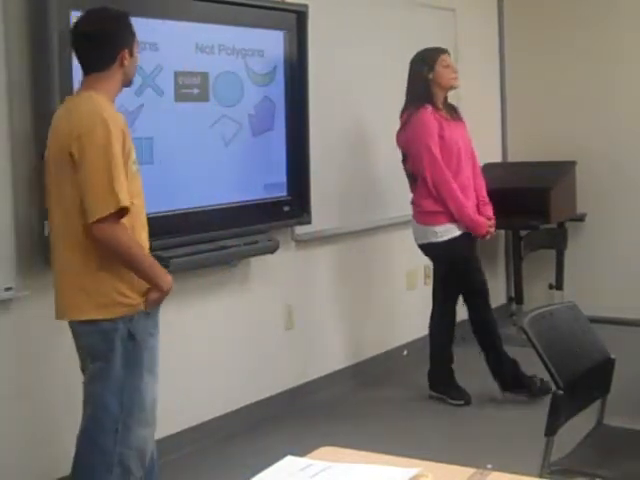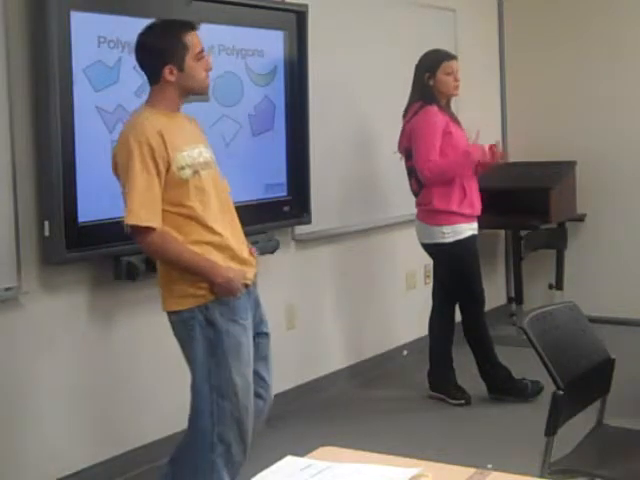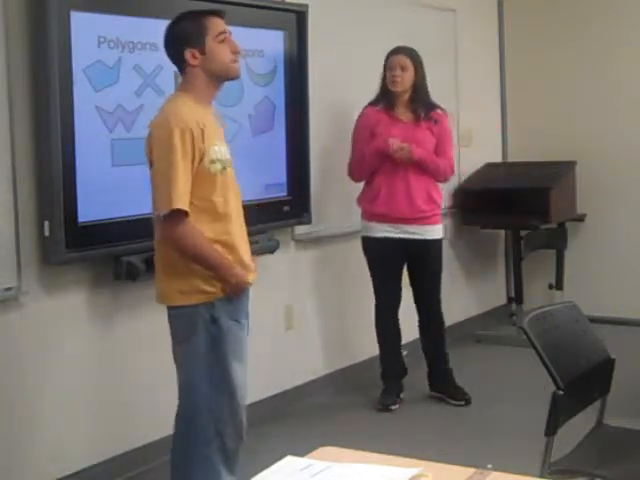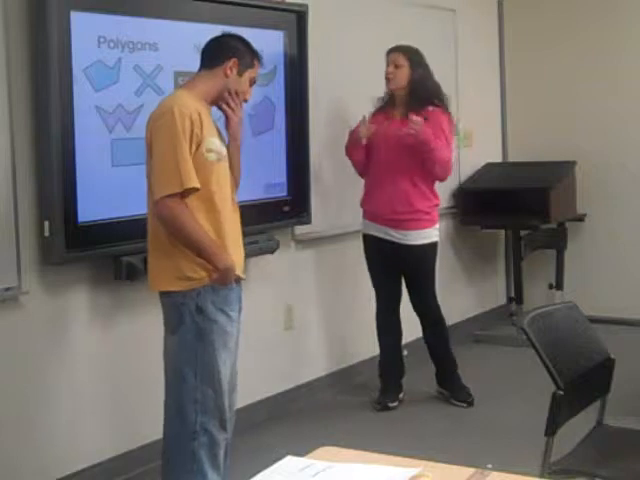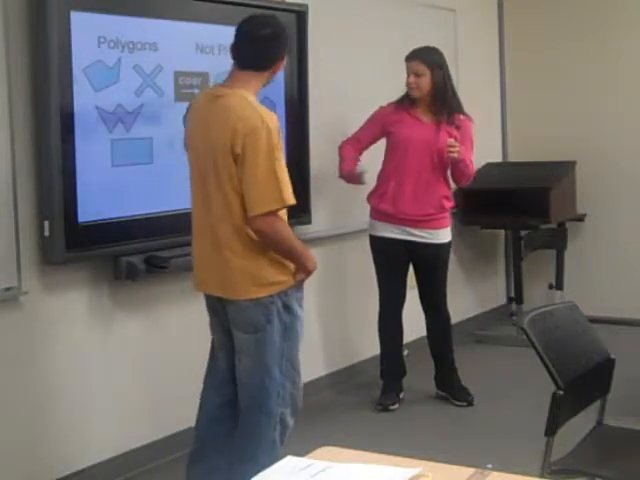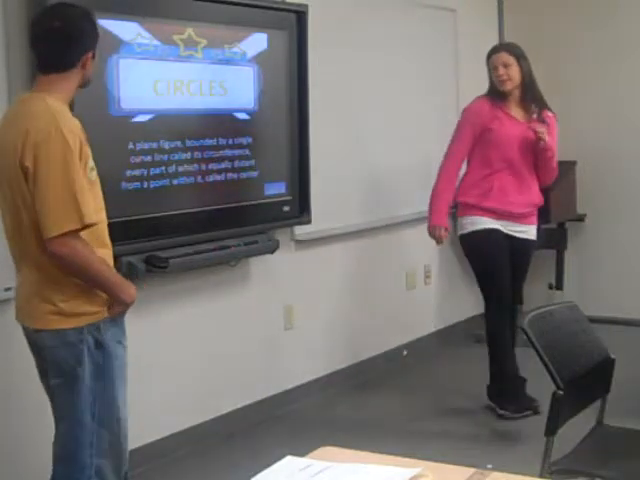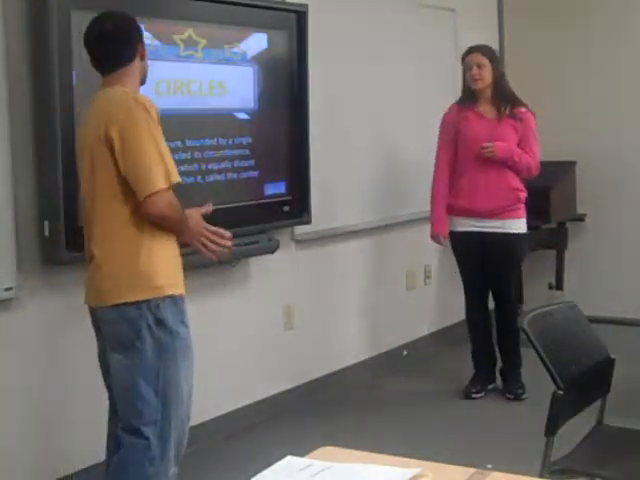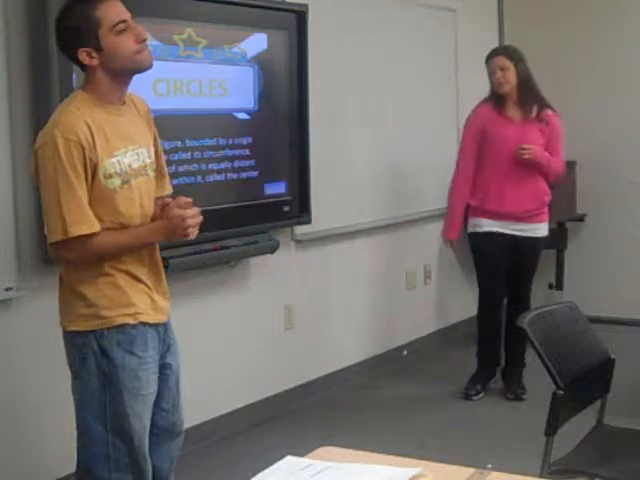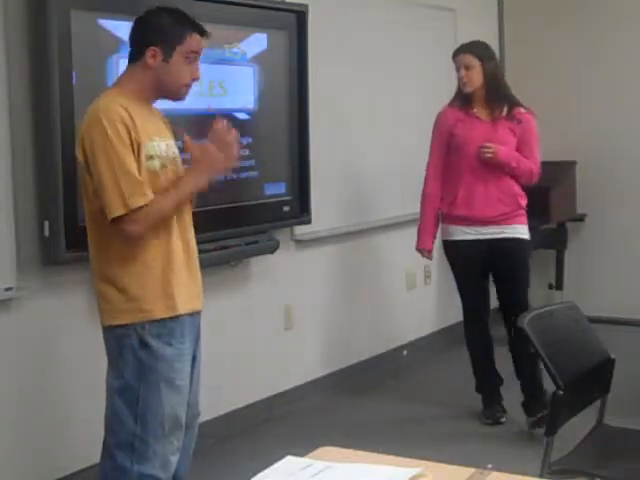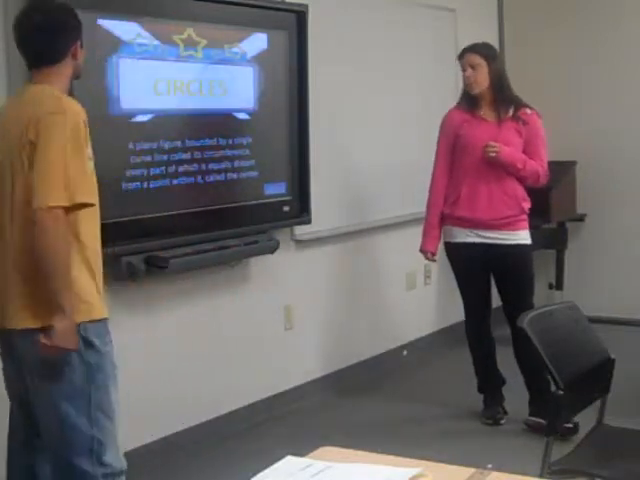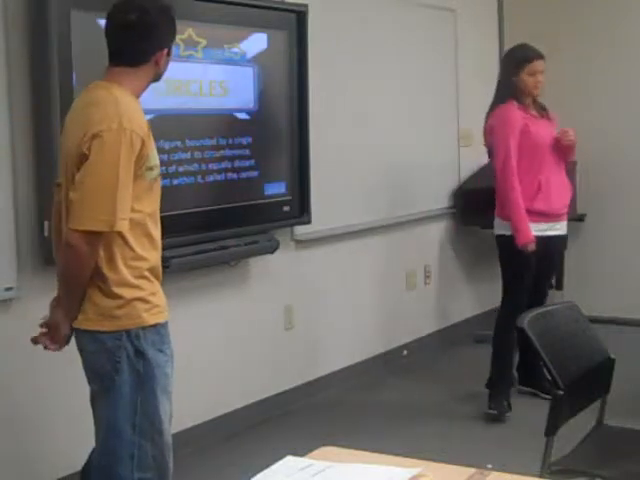Okay, so today, since we focused a lot in class about polygons, we talked about them, we're going to focus on one particular non-polygon, which is the circle. Very cool. And a circle is a plane figure bounded by a single curved line called its circumference, every part of which is equally distant from a point within it called the center.